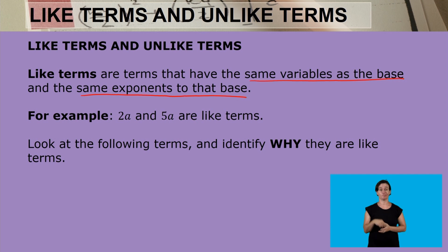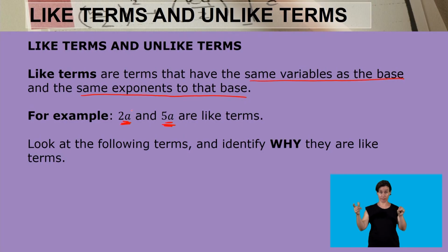So for an example here, we have 2a and 5a. Now these are like terms. Why are they like terms? Because they have the same base, which is the a. So they have the same variable as a base, which is the a and the a. And if we look at the exponents to that base, then we can see that the exponent there to that base a is a 1, and the exponent again in the second term to that base a is also a 1. So those two are like terms.